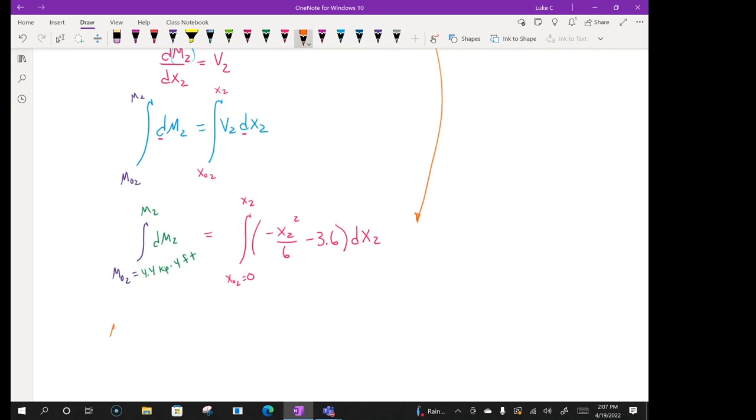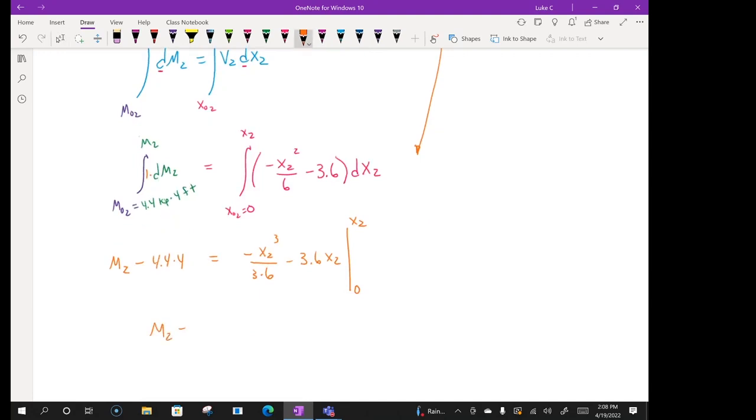So over here on the left, it's M2. This is just a 1, right? So when you do the integration, it's actually just M, and then you plug in the top minus the bottom. So M2 minus 4.4 times 4. Over here, it's negative x2 cubed over 3 times 6 minus 3.6 times x2. This is evaluated from 0 to x2. And guess what? When you plug everything in, you get the same exact equation that we had above.